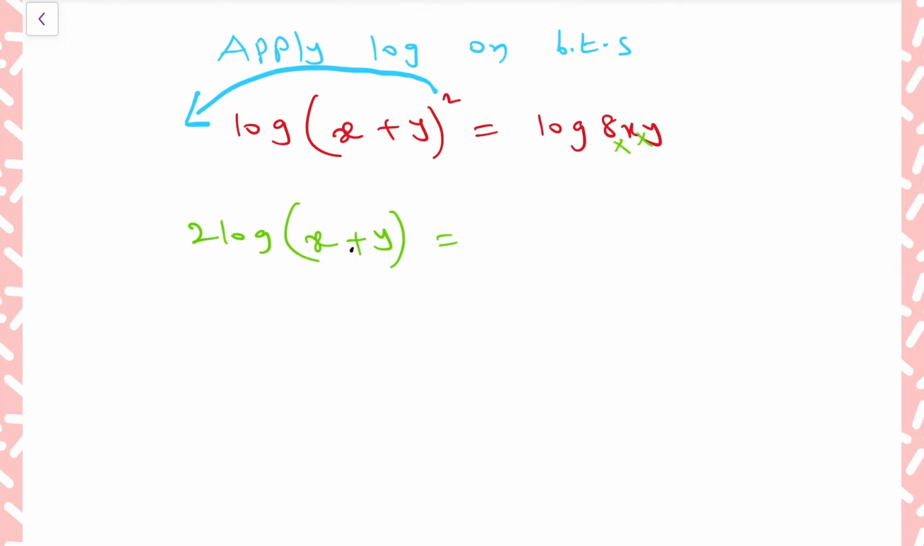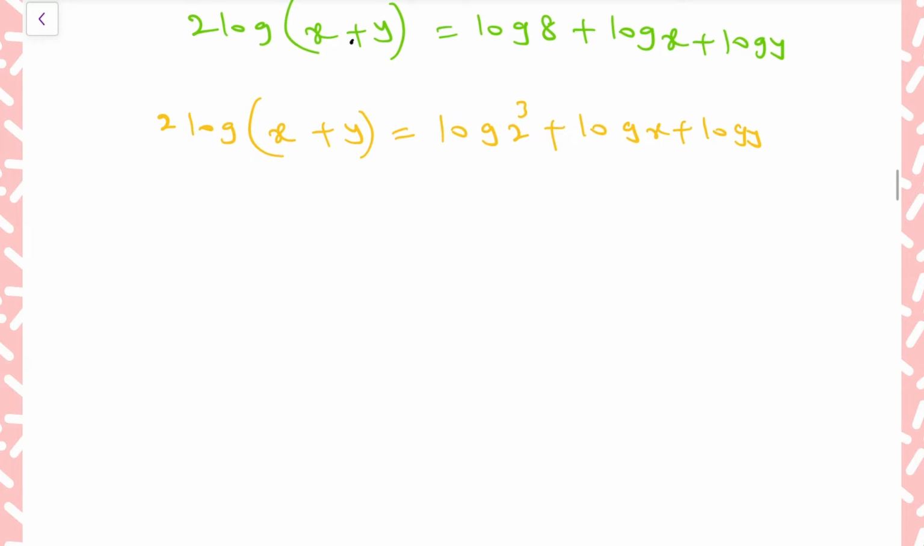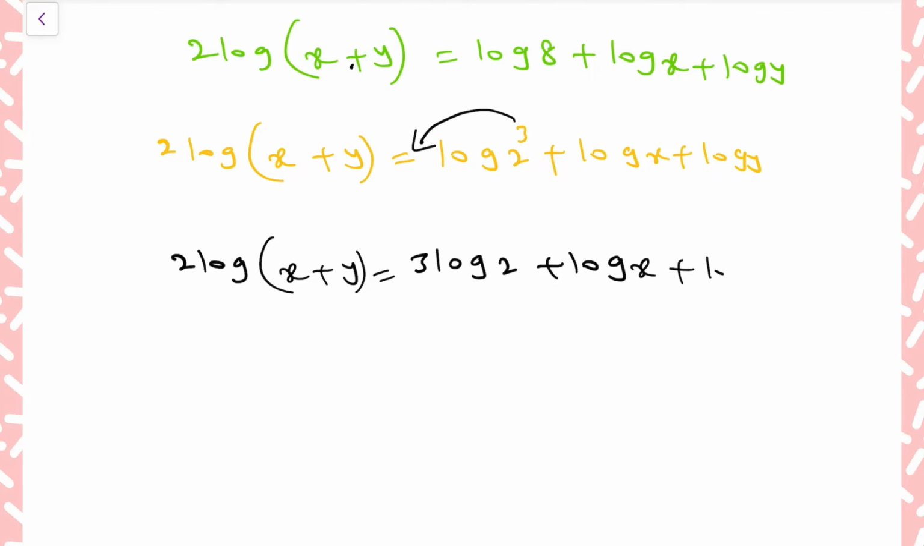In logarithm, if multiplication is there means it will become addition. So log 8 plus log x plus log y. This left side part I am writing as it is. 2 log of x plus y equals to log 8 can be written as 2 power 3 plus log x plus log y. Again writing the left side part as it is. 2 log of x plus y equals to, this power 3 will come to the front as it is. 3 log 2 plus log x plus log y, hence proved.